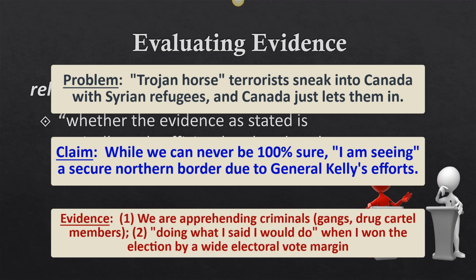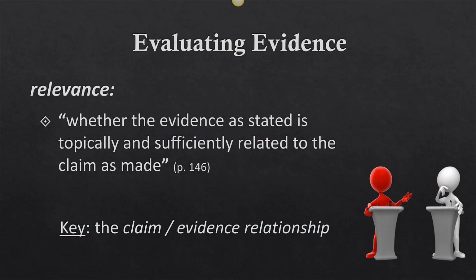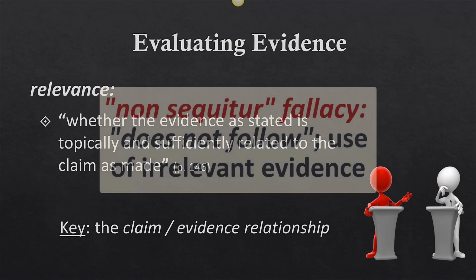And the evidence that Trump provides is essentially a number of things that he has said in the past with regard to the work that he's done on the southern border regarding Mexican gangs and drug cartels, as well as bringing up his electoral college victory in the 2016 presidential election, neither of which have anything to do with Middle Eastern terrorists sneaking in as refugees and coming over the Canadian border. So this is a clear example of a non sequitur fallacy.